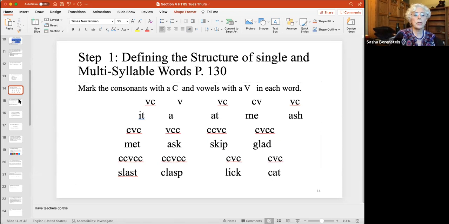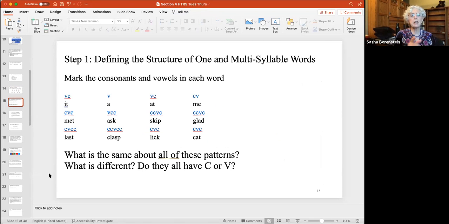Okay, so here's the question. We've now gone over this, and you know what these are. So what's the same about all of these words and all of these patterns?